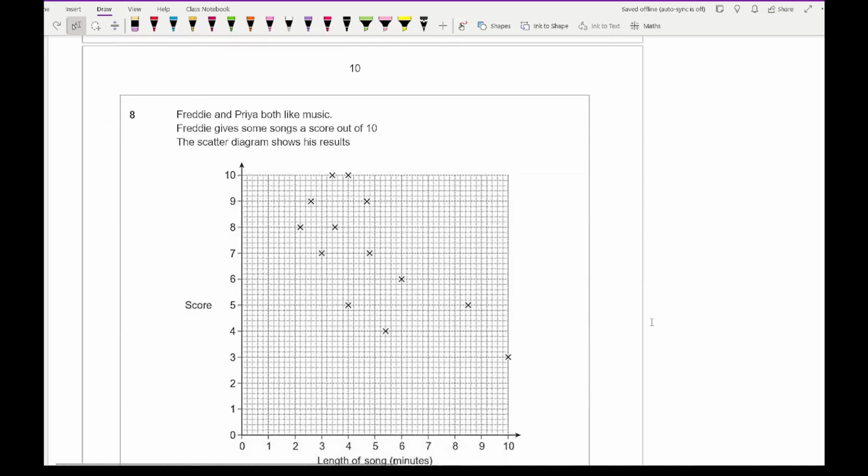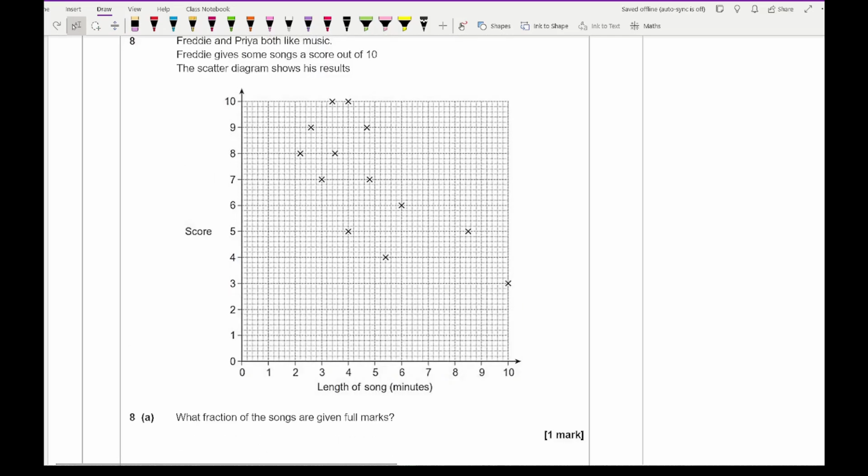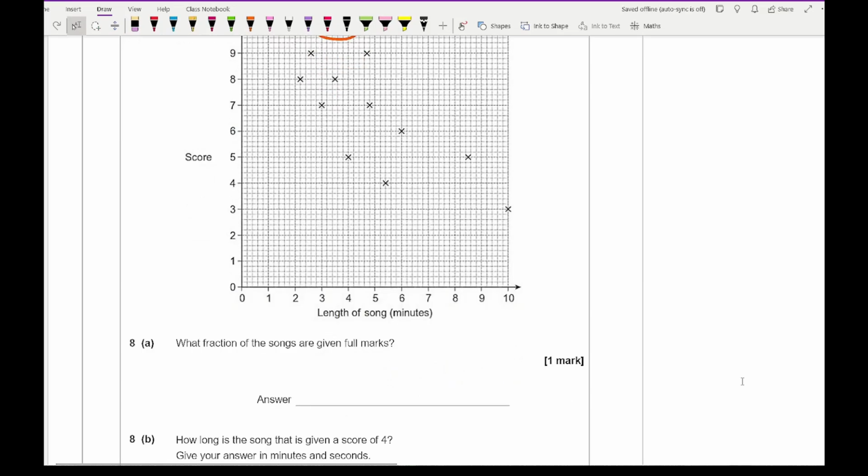Then moving on to question 8, it says that Freddie and Priya both like music. Freddie gives some songs a score out of 10. The scatter graph shows his results. For question 8a, it says what fraction of the songs are given full marks. So here we can see we've got 2 songs that were given 10 out of 10, and it's 2 out of 13.